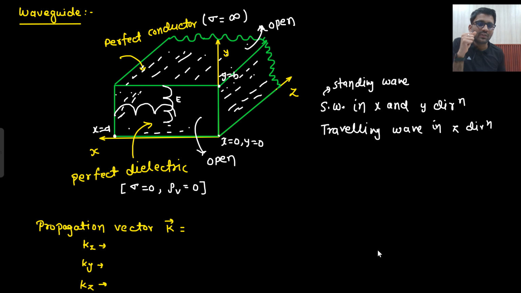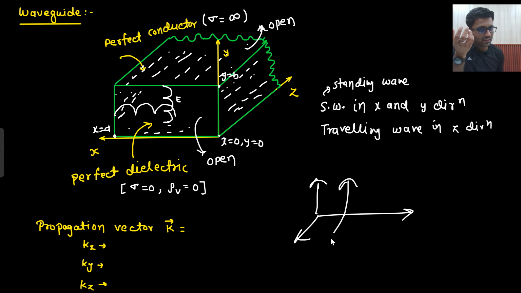In open space, what was happening? The wave was traveling in the z direction, the electric field was oscillating in x and the magnetic field was oscillating in y. Or the electric field can oscillate in both x and y as well. This we have already seen. In the derivation, we saw that the electric field can oscillate in both x and y, and then the magnetic field will oscillate in y and minus x.